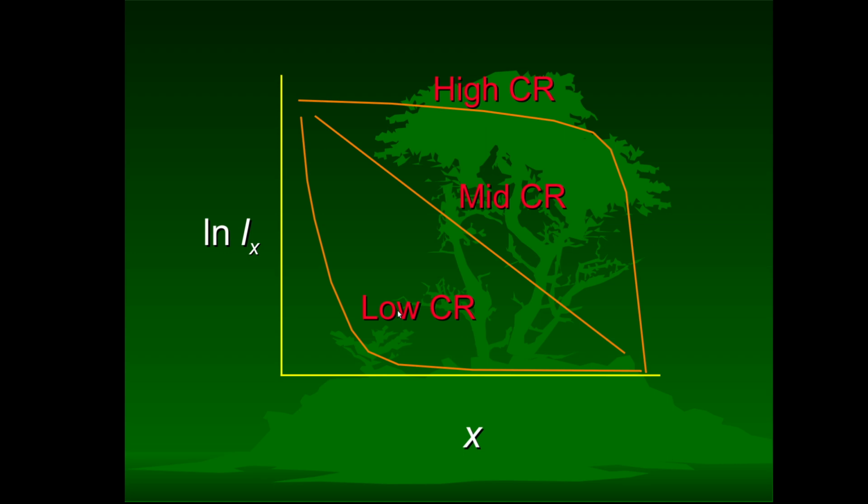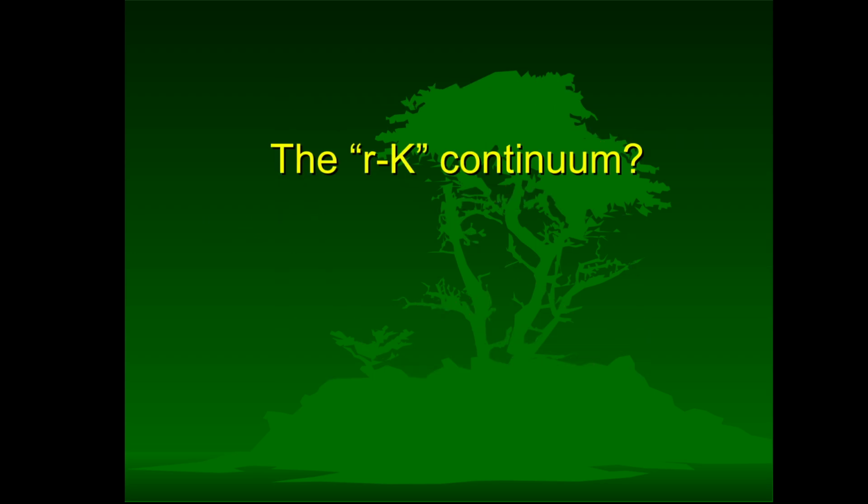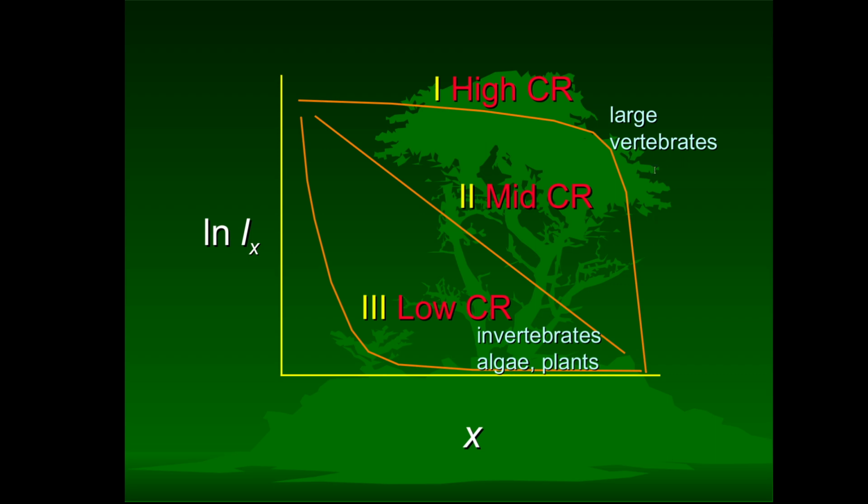The survivorship drops down to very low values at a young age, which implies that there's not much chance of surviving to reproduce later. So your cost of reproduction now is quite small. So these are types 1, 2, and 3 survivorship curves, the log of survivorship plotted against age. High cost of reproduction species here are large vertebrates; low cost of reproduction are most invertebrates, algae, and plants.